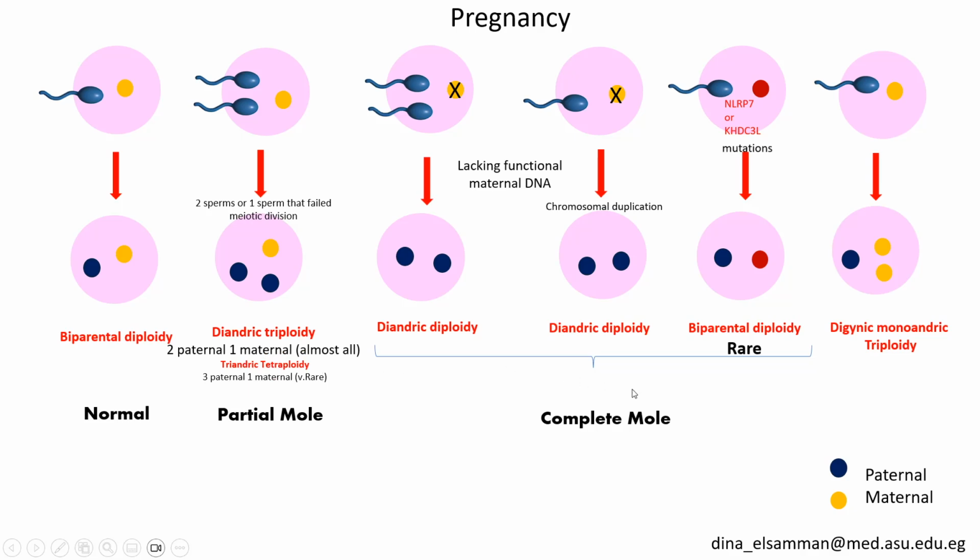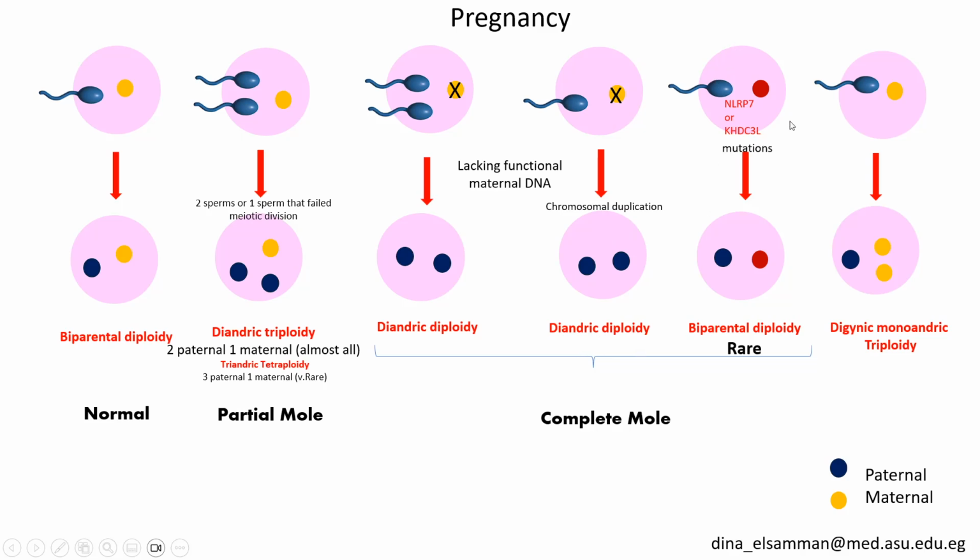Okay, now what are the scenarios that occur in a complete mole? We have three scenarios. The first one is fertilization by two sperms of an ovum that has lost its maternal genetic material either before or after fertilization, resulting in a diandric diploidy. The second scenario is a single sperm fertilizing an ovum, then duplication of the paternal chromosomal material. Again, this ovum has lost the maternal genetic material either before or after the fertilization. We have again a diandric diploidy.